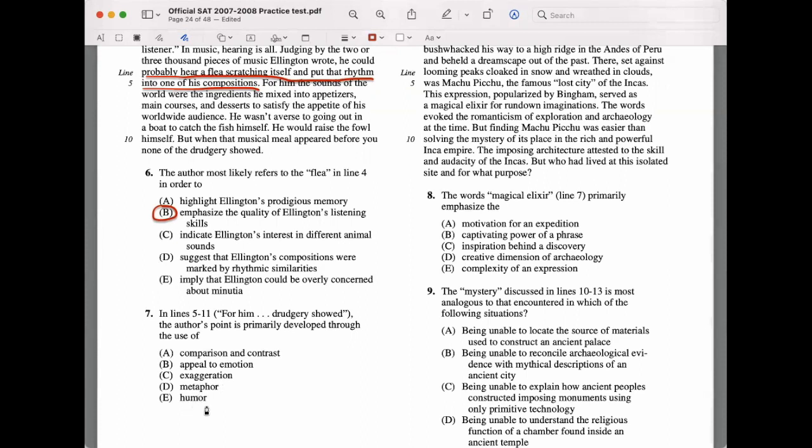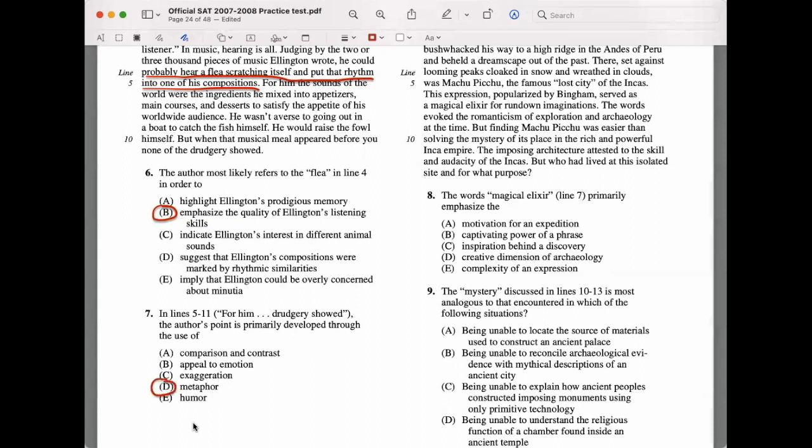So I think it is very clearly metaphor, I would say, because it's not a real meal that he prepares, right? The meal is a metaphor for the way he works on his music, right? The idea of raising a fowl or catching fish, these are metaphors to indicate the amount of work that Ellington put into his music, right? So all of this is metaphorical. So I would go with D.